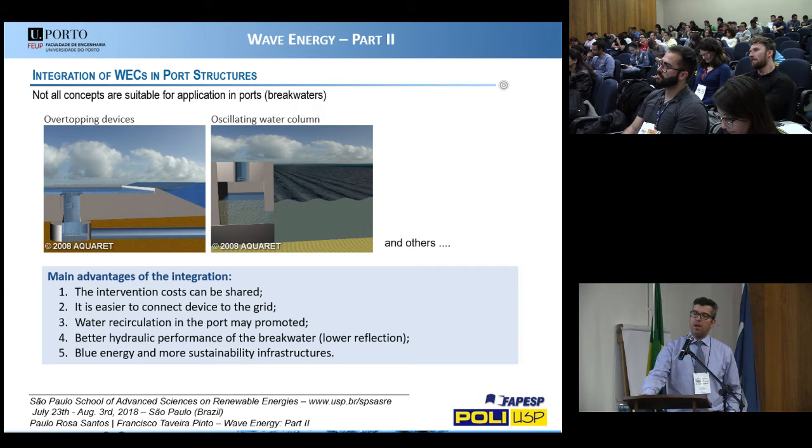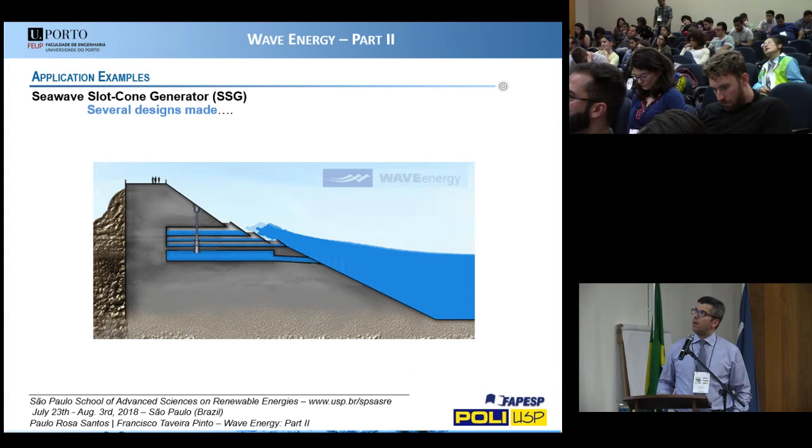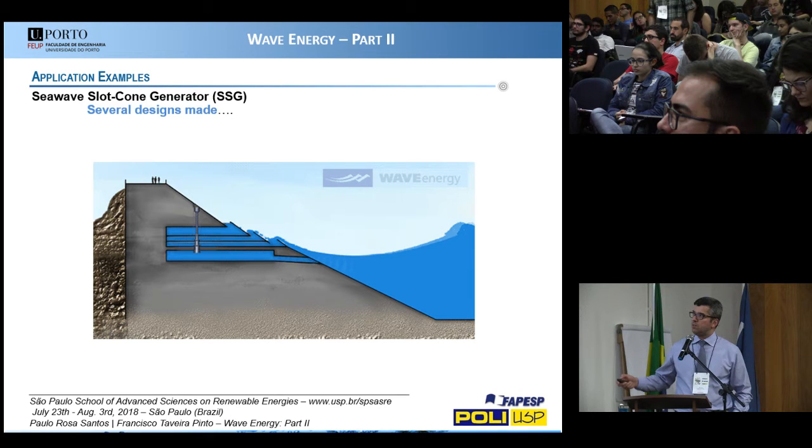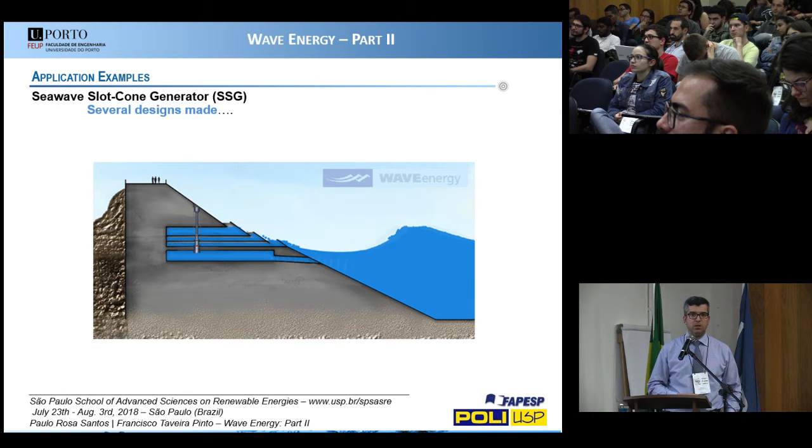So there are several possibilities. One of those possibilities is the use of overtopping devices. This animation shows the sea wave slot cone generator integrated in a sloped structure. So essentially here what we have is a ramp and several reservoirs that receive the water that runs up the ramp and reaches those reservoirs. In this case, we need a vertical duct with low head turbines installed to transform the potential energy of the stored water into electricity.